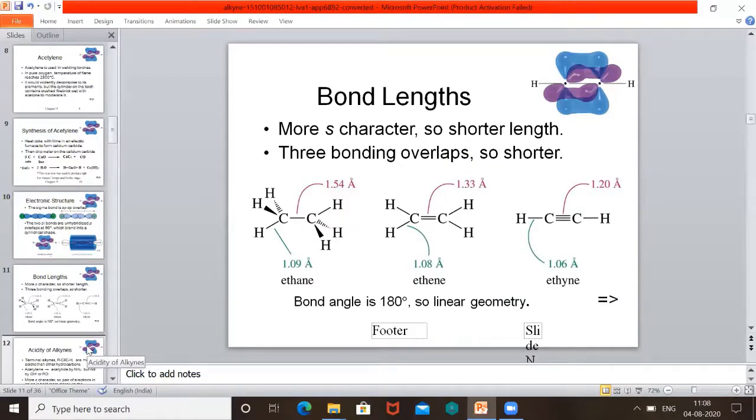Next we want to see the bond lengths. We know for a single bond, the bond length is 1.54. If you compare the bond lengths, single bond is 1.54, double bond is 1.33, and triple bond is 1.20. Bond length is smaller, and bond angle is 180 because the shape is linear. Three bonding orbitals make the length shorter. That means more stable here.